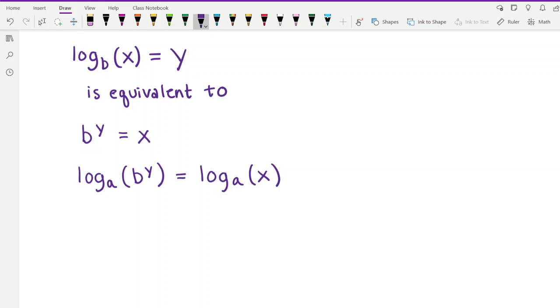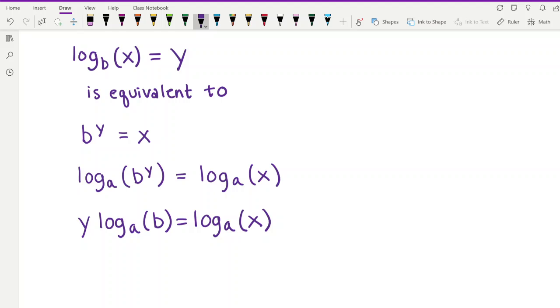Okay, so now what can we do? Well, we learned a rule in our last video that will allow us to rewrite this a different way. So what was the rule that we learned that might be useful here? Well, we learned that if you're raising the input of a logarithm to an exponent, you can take that exponent and bring it down and multiply it with the logarithm, right? So we can rewrite this as y times log base a of b is equal to log base a of x.